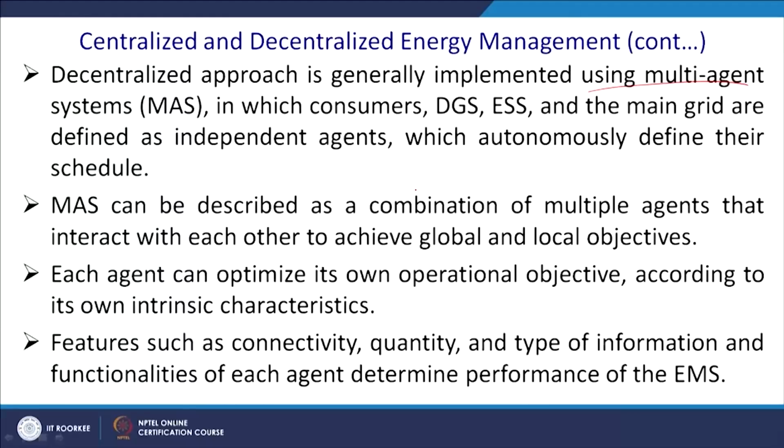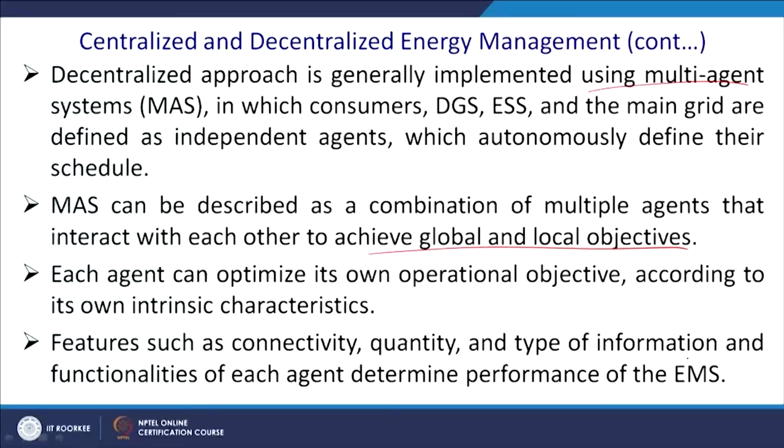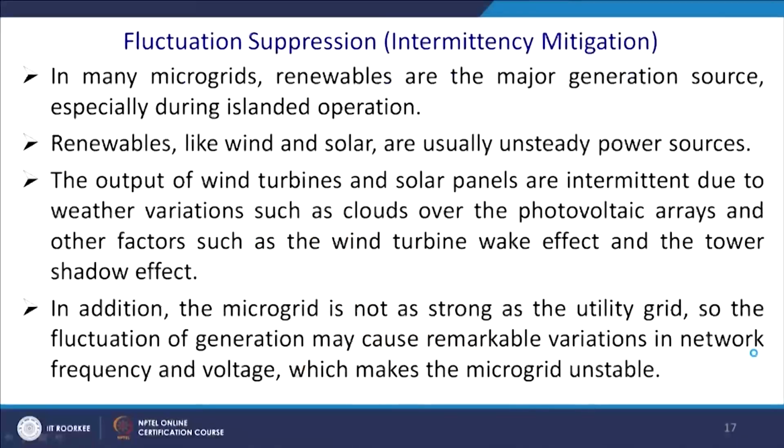MAS can describe a combination of multiple agents that interact with each other to achieve the global and the local objectives, and each agent can optimize its own operation, thus control becomes better according to the objective set by the local goals. Features such as connectivity, quantity and type of information, and functionality of each agent determine the performance of this EMS. And now, a very important topic: fluctuation suppression, or intermittency mitigation.